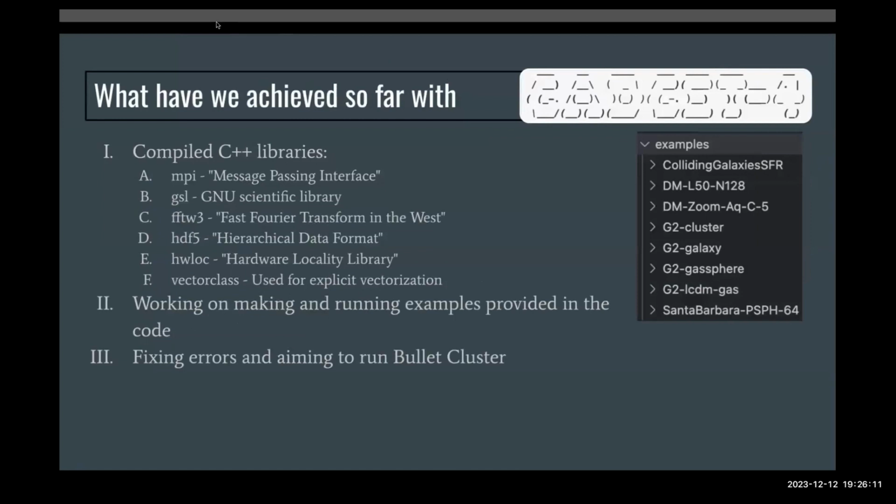Okay, so what have we done so far with the Gadget 4 simulation? We started off by compiling the C++ libraries that are required for the code and are not commonly on normal laptops or PCs. First one is the MPI library, or message passing interface. This helps to send messages and assists in the massively parallel working mechanism of the code.